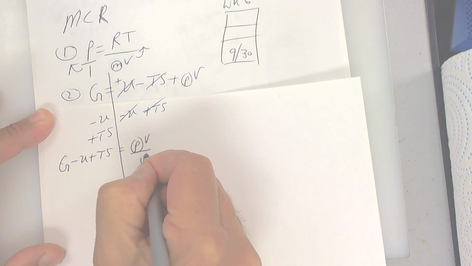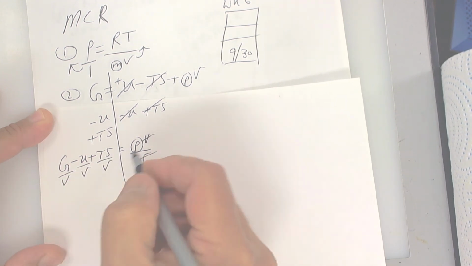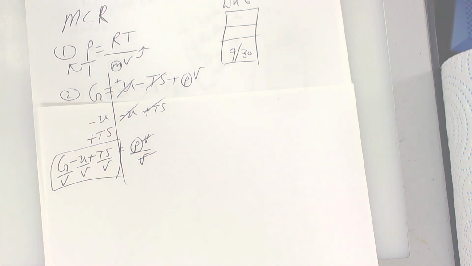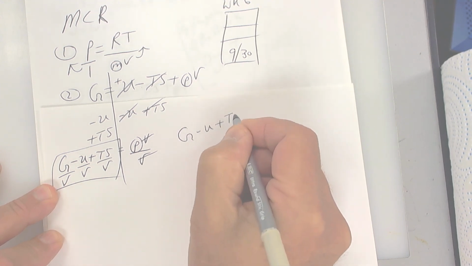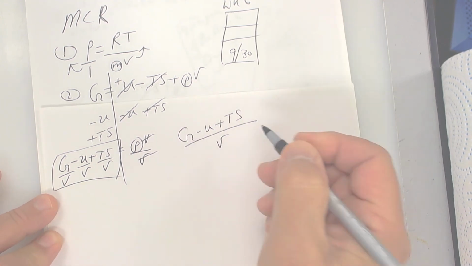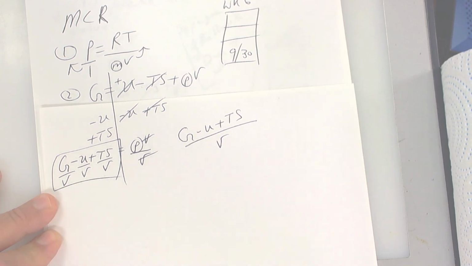And then you want to divide everything by V. And when you do that, you get your answer. And there it is. Okay? You could technically put everything divided by V, but I like it individually. Okay, either way, but I like this way better.